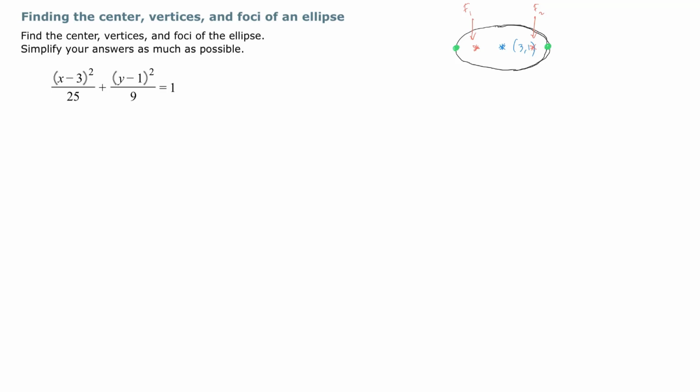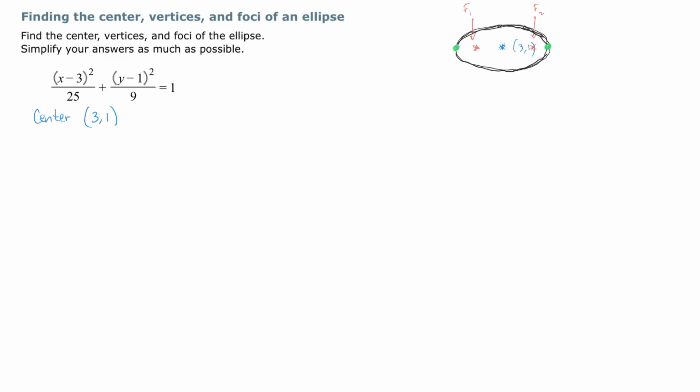We already have the center, so that's great. Why don't we write that down? The center is the location of your ellipse, so it's located at (3, 1). Now keep in mind, the center is never part of the ellipse, it just locates the ellipse. The black part here is actually the ellipse.